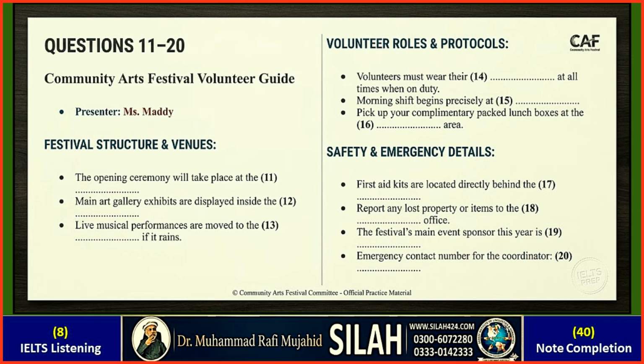Should any minor injuries occur, please note that fully stocked first aid kits are located directly behind the information kiosk near the main entrance. If a visitor approaches you regarding lost keys, wallets, or phones, please direct them to the security and registration office right next to the East Gate. We are incredibly grateful to our funding partners this year. The festival's primary event sponsor for this edition is Apex Media Group, who covered our printing and marketing costs.